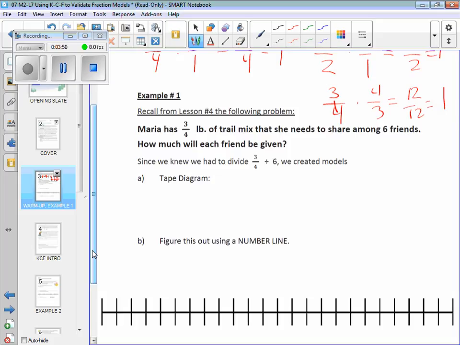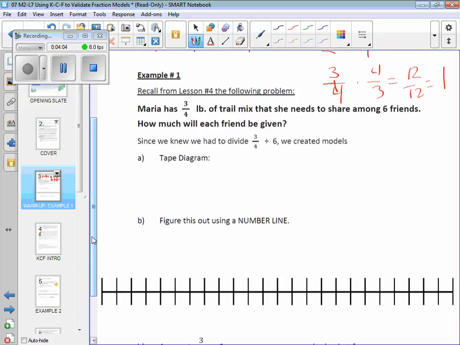We had 3/4 being divided by 6. Who remembers how we did this using a tape diagram? We did it 2 ways. Smiley. Okay, let's start off with that. 6 boxes. And then what, Smiley? And then we broke each box into 4.